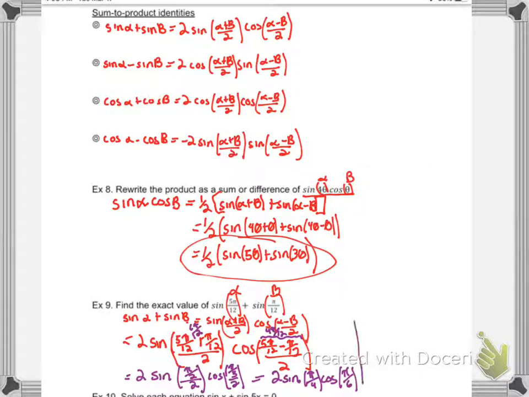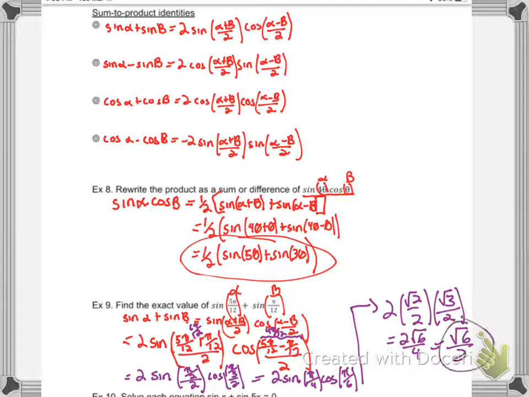You can use your unit circle, so I'm going to go over here. Gives me 2 times sine of pi over 4, which is square root of 2 over 2, and then cosine of pi over 6 is square root of 3 over 2. We end up with 2 square root of 6 over 4, which reduces to square root of 6 over 2.